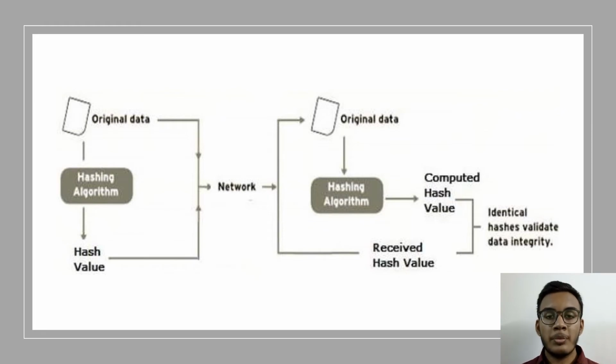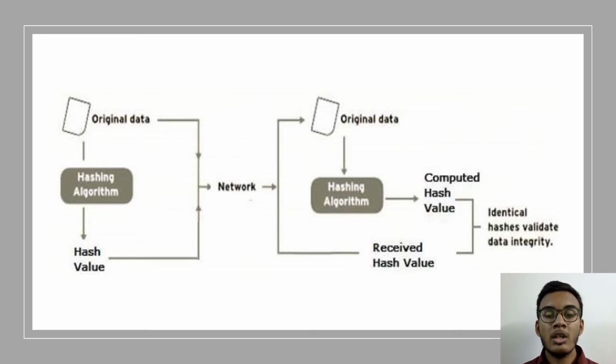This diagram represents the workflow of the hash function. The original data or the plain text is sent into the hash algorithm. Then the hash value is generated. This hash value and the original data is sent to the receiver over the network. Then the receiver again sends this original data into the hash algorithm and computes the hash value.